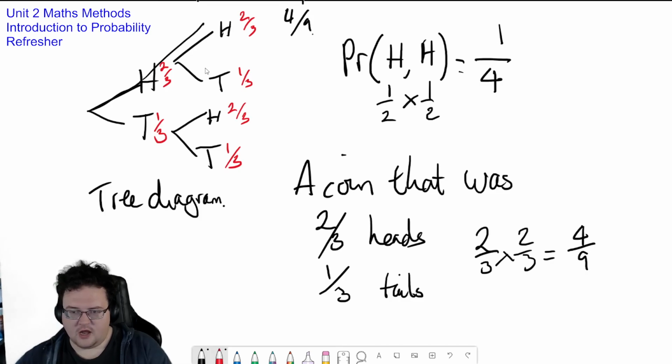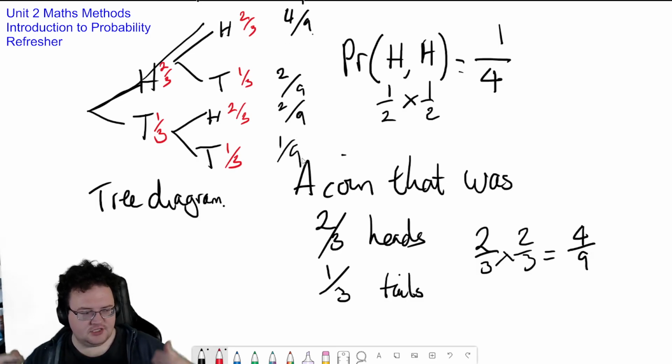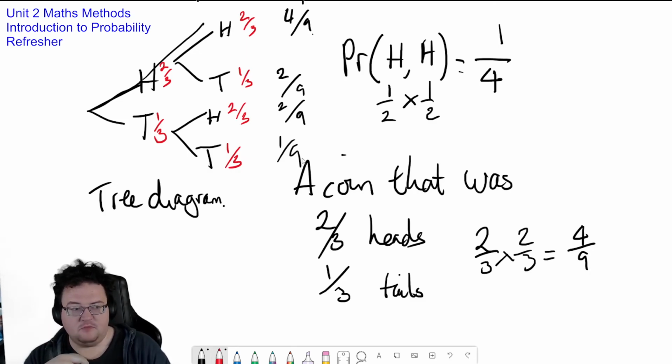And I can go 4/9, and then I look down the rest of them. 2/3 times 1/3. Well, that's going to be 2/9. 1/3 times 2/3 is still 2/9. And then 1/3 times 1/3 is 1/9. If I add up all of these probabilities, are all of my possible outcomes accounted for? Well, 4 plus 2 plus 2 plus 1 is 9, so 9 out of 9 is 1. So even though I've changed the probabilities of the coin, all of the different possible outcomes of flipping that coin still add up to 1.